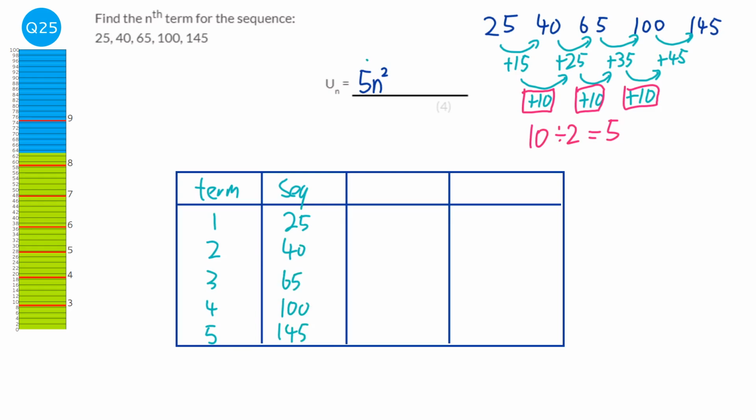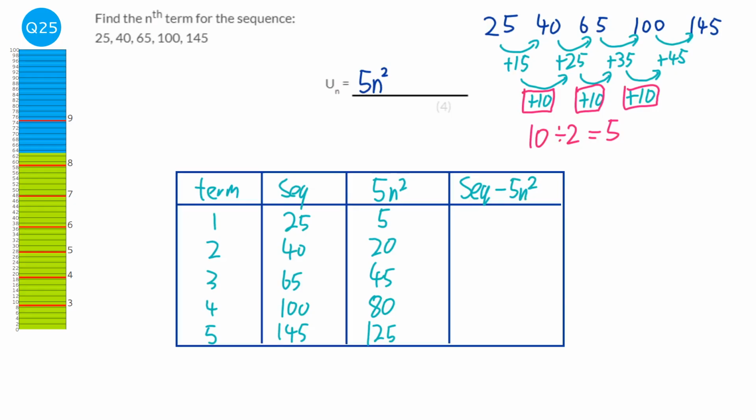Now, what we want to do is remove the 5n squared from our sequence. So what we're now going to do is add a 5n squared sequence onto this table. So we do 5 times 1 squared, which would be just 5. And then 5 times 2 squared, which would be 20. 5 times 3 squared, 45. 5 times 4 squared, 80. 5 times 5 squared, 125. And what we're going to do is remove that from our sequence. So we're going to get our sequence and just take away the 5n squared. See what we're left with.